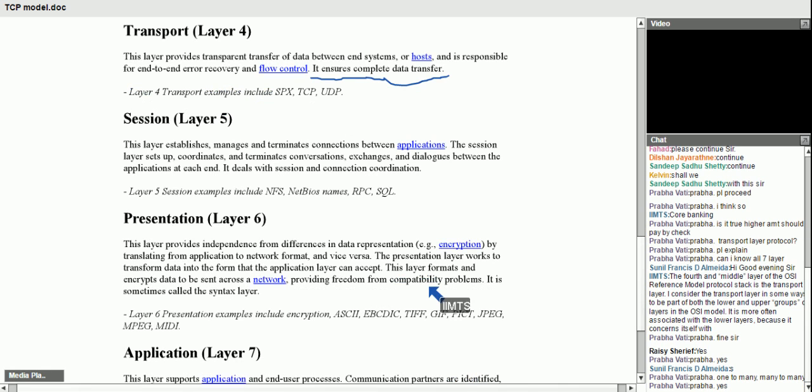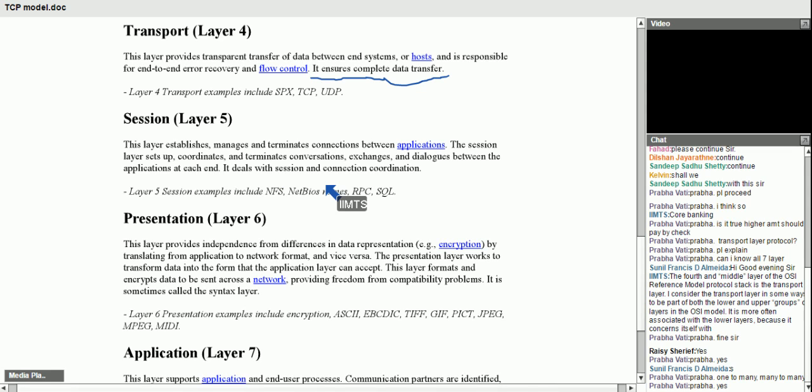Then comes the session layer. This layer establishes, manages and terminates connections between applications. So the session layer sets up, coordinates and terminates conversations, exchanges and dialogue between the applications at each end. It deals with session and connection coordination.